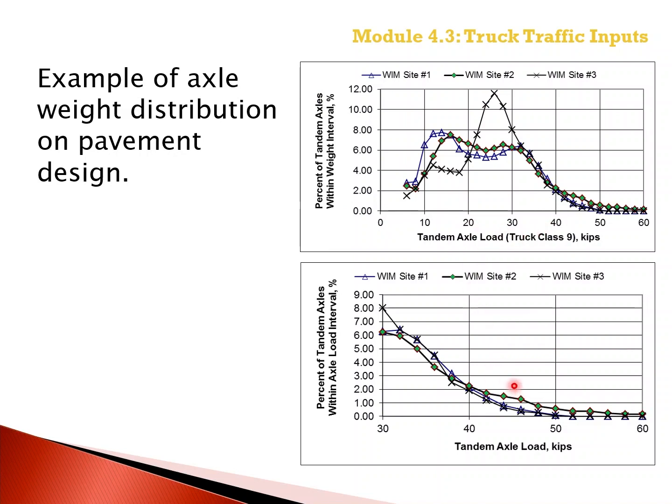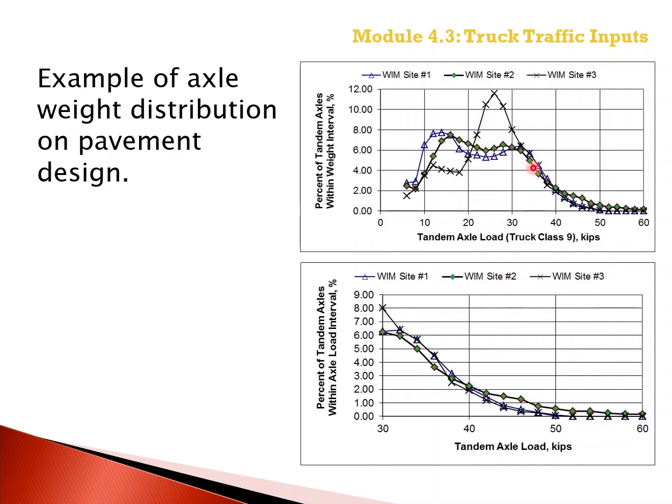The bottom graph simply shows an expanded version near and beyond the legal load limit. WEM site number 1 is the open diamonds. WEM site number 2 is the closed triangles. WEM site 3 is the cross X's in terms of the load distribution.